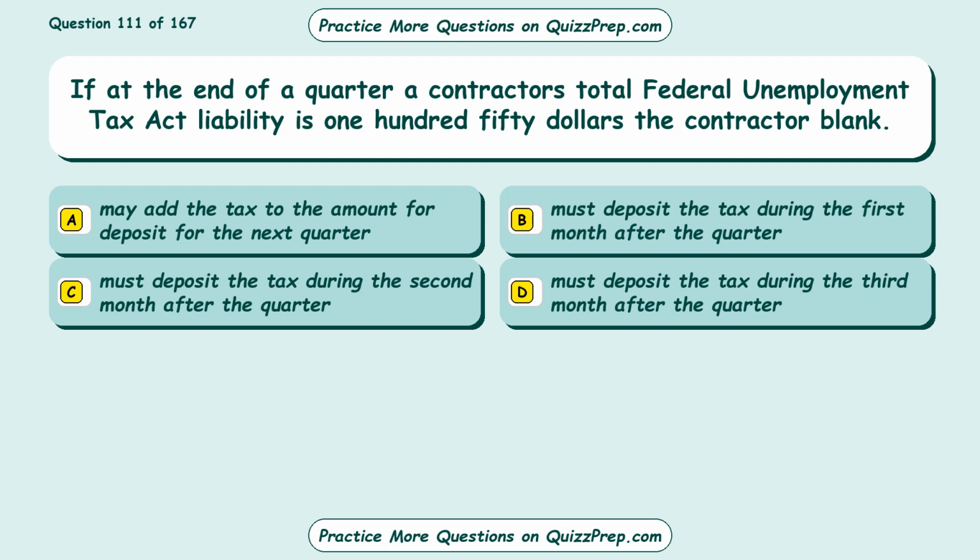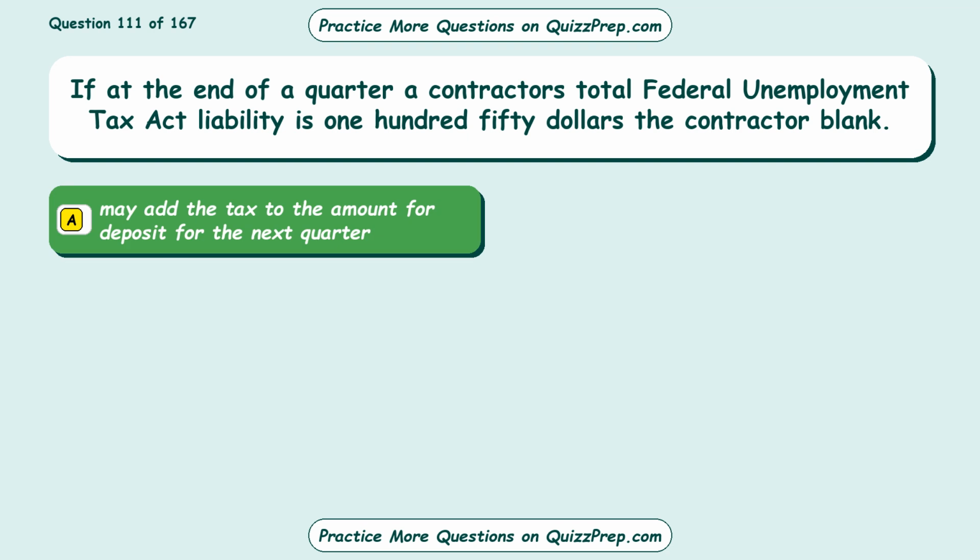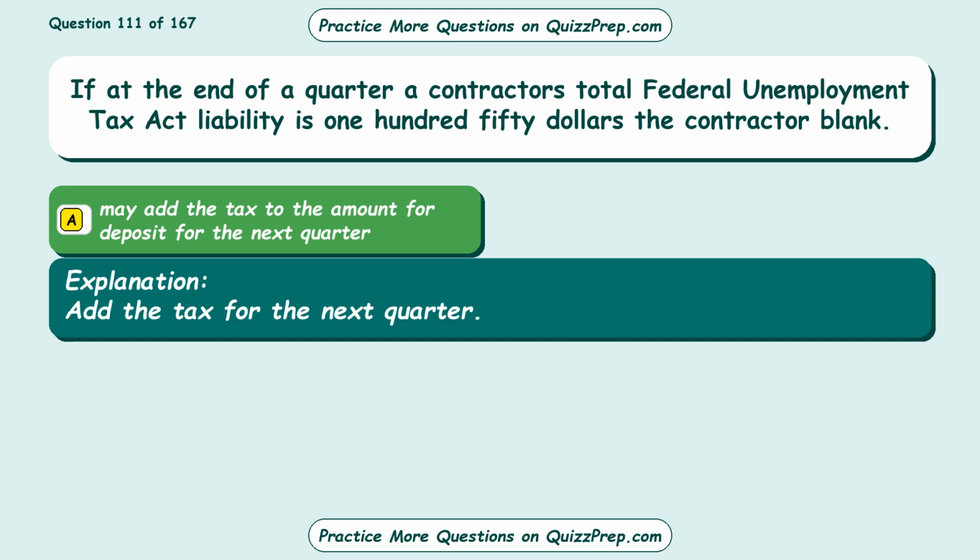Question 111. If at the end of a quarter a contractor's total Federal Unemployment Tax Act liability is $150, the contractor blank. Option A, may add the tax to the amount for deposit for the next quarter. Option B, must deposit the tax during the first month after the quarter. Option C, must deposit the tax during the second month after the quarter. Option D, must deposit the tax during the third month after the quarter. The correct answer is Option A, may add the tax to the amount for deposit for the next quarter.